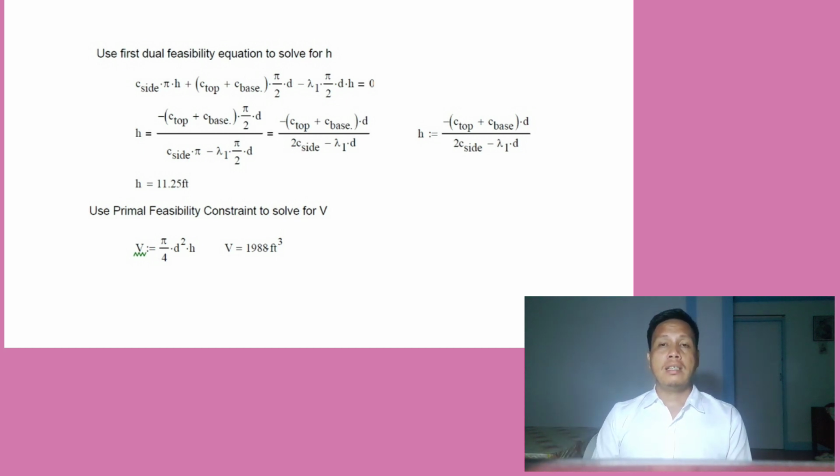So I presented 4 examples for the Kuhn-Tucker conditions. I think it's enough.